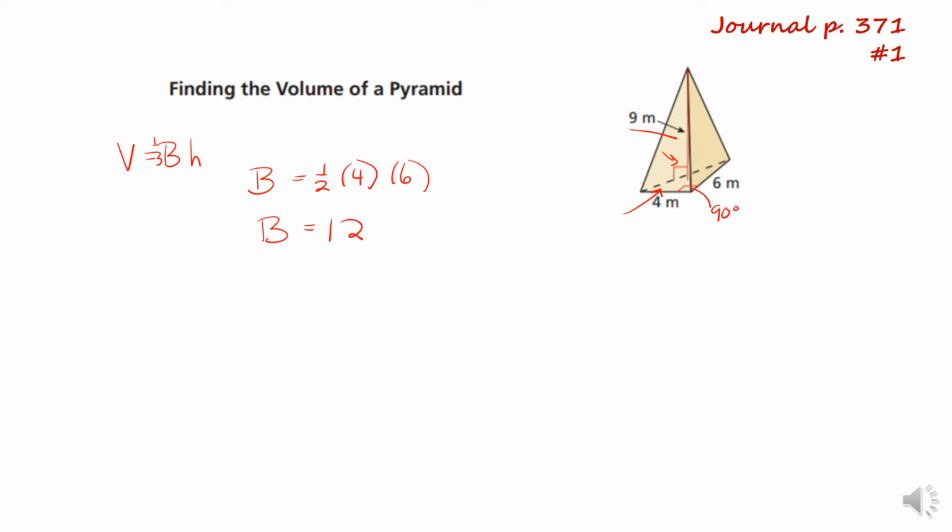And now we're going to go 1/3 times the big B, this is our volume, times 9. So this would be 1/3 of 12 is 4 times 9 is 36 meters cubed. So make sure that you look at all the different aspects.